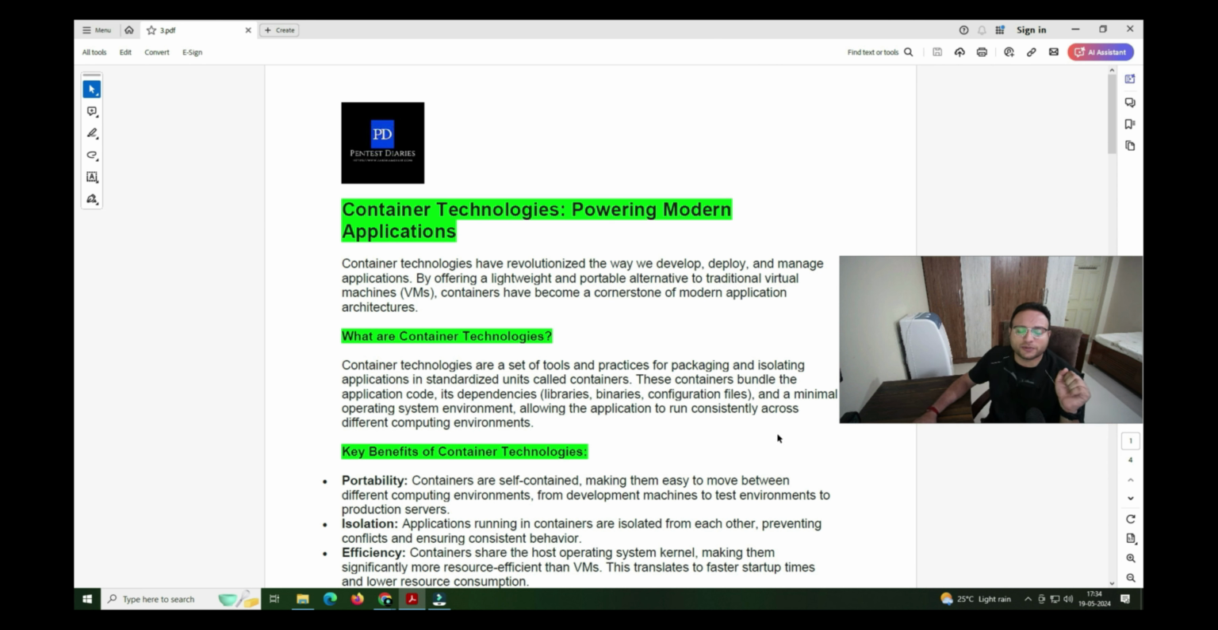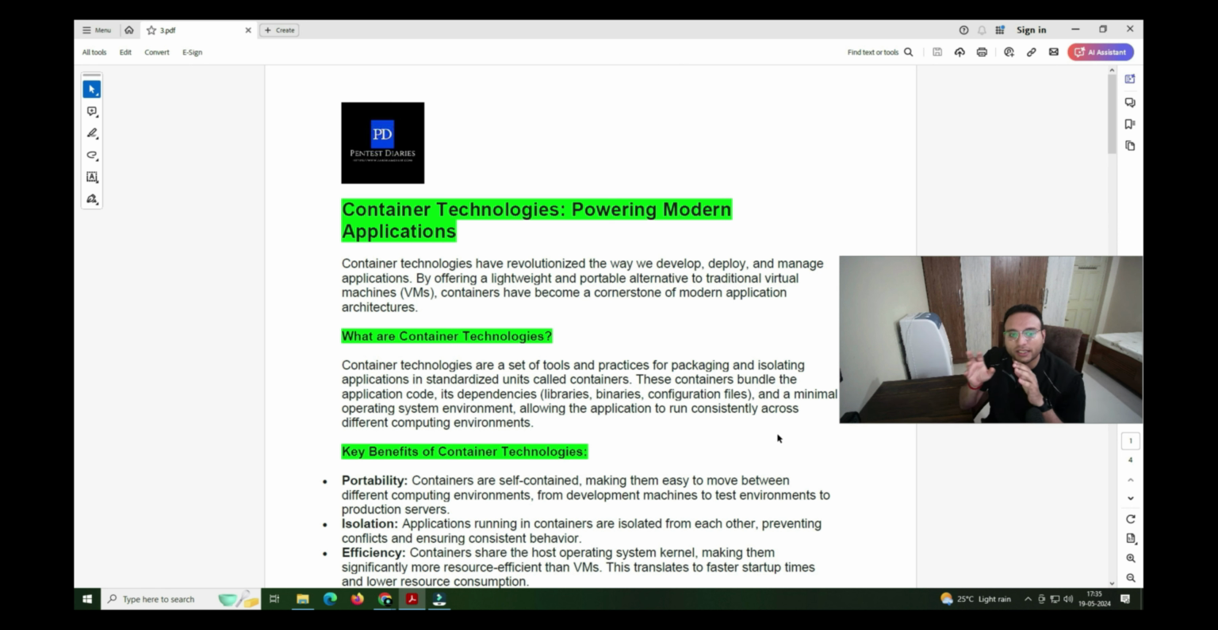Okay, so let me explain it. What are container technologies? What actually is a container technology? Container technology is a set of tools and practices for packaging and isolating the application in a standardized unit called a container. Isolating, which we already discussed, in the context of user space, is what we call a container.